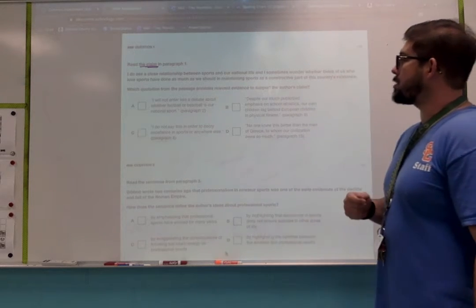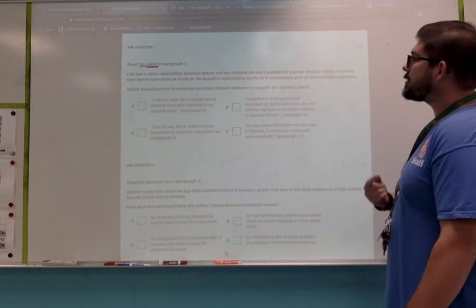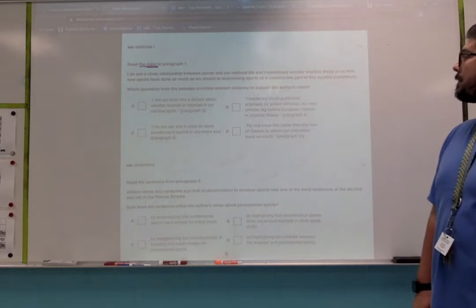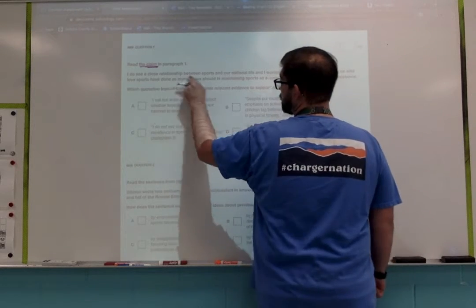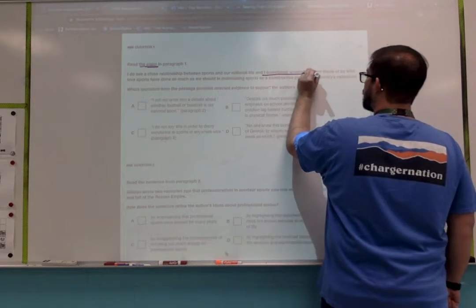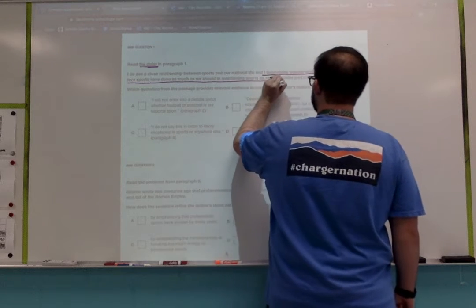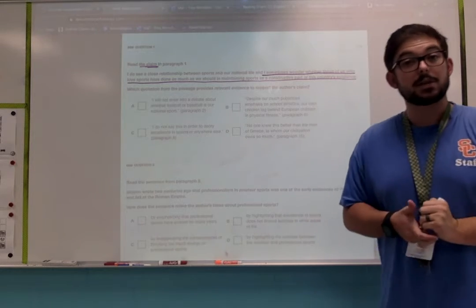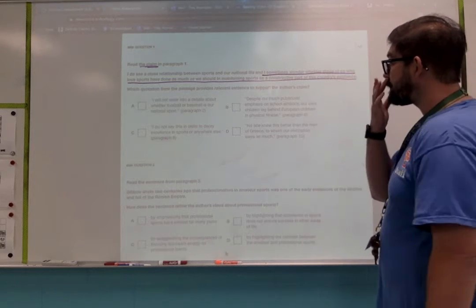I do see a close relationship between sports and our national life. I sometimes wonder whether those of us who love sports have done as much as we should in maintaining sports as a constructive part of this country's existence. So the claim here that we have is there is a close relationship between sports and our national life, and the important part of it, I sometimes wonder whether those of us who love sports have done as much as we should in maintaining sports as a constructive part of this country's existence. So there's this idea that sports is supposed to be constructive, it's supposed to be beneficial, helpful to the people that are participating in them.